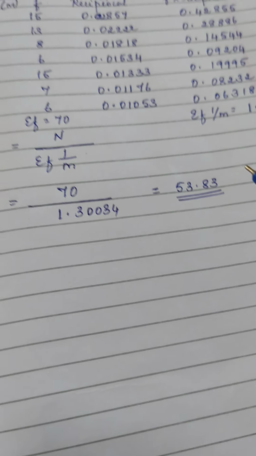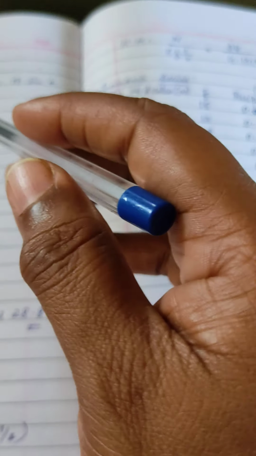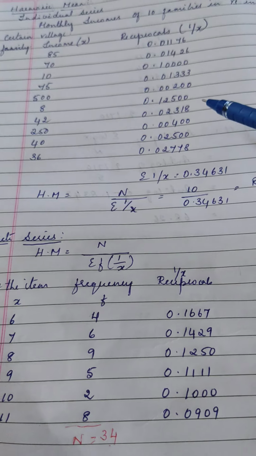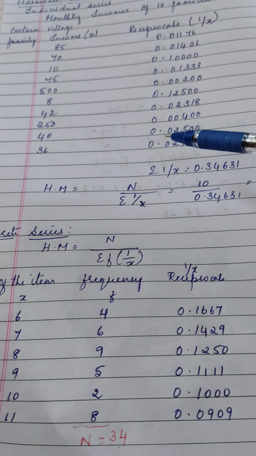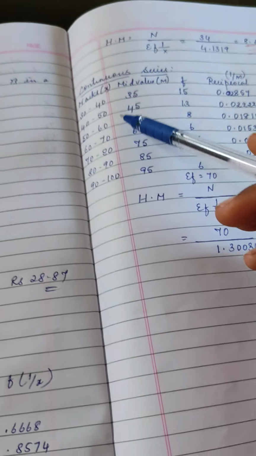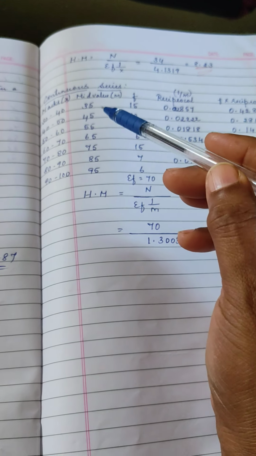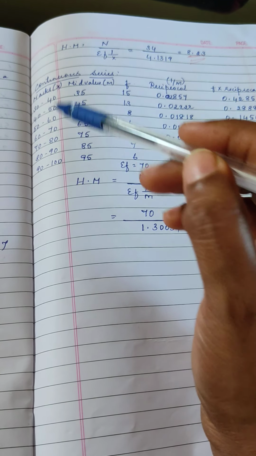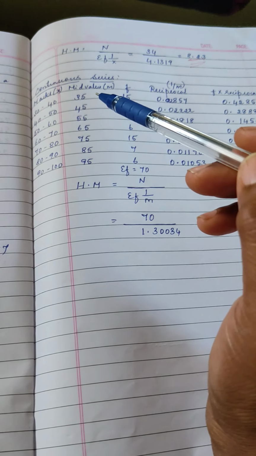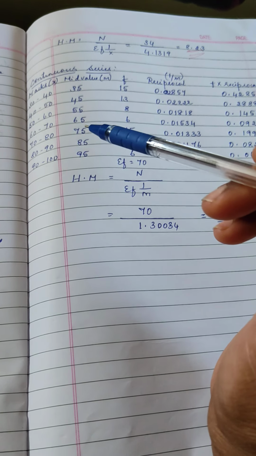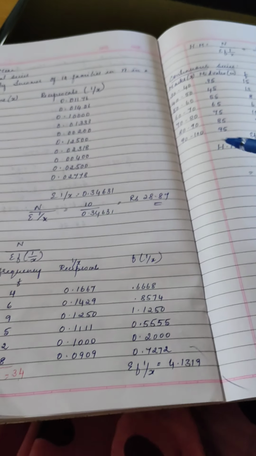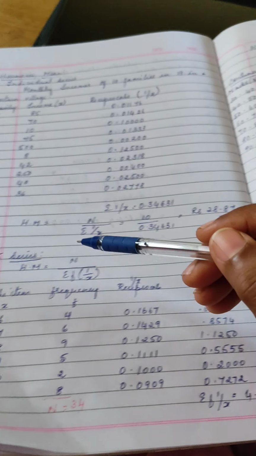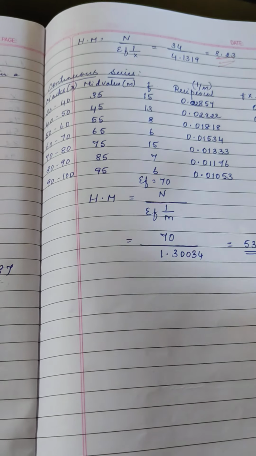So you get the harmonic mean for this continuous series as 53.83. In individual series and discrete series, you found the reciprocals first. That is the first step. But in case of continuous series, you have to find the mid value first, because you cannot find the reciprocal for x values. It is a range. So find the reciprocals for the mid value. This is how harmonic mean is calculated for individual series, discrete series and continuous series.